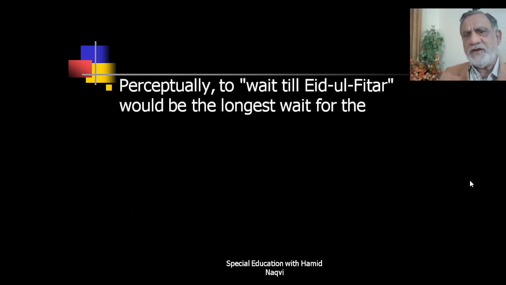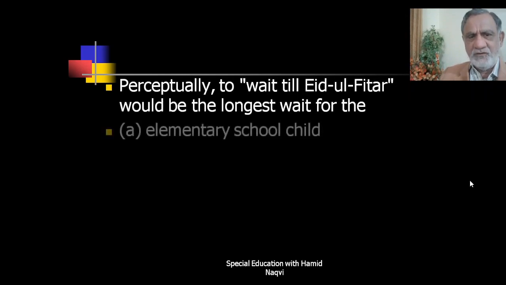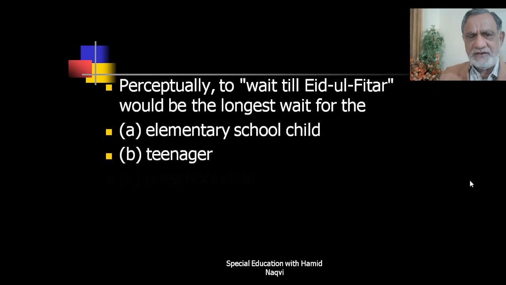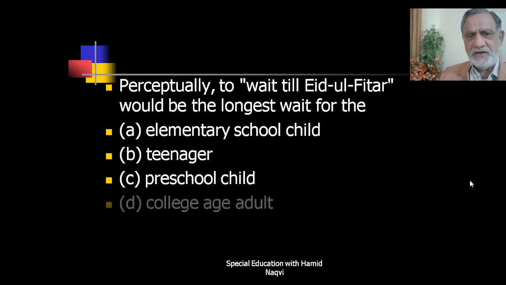Perceptually, to wait till Eid al-Fitr would be the longest wait for an elementary school child, teenager, preschool child, or college age adult. Correct one is B, that is teenager.